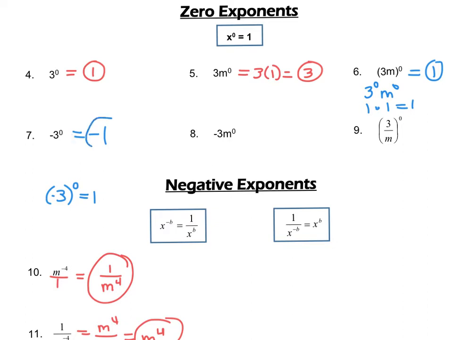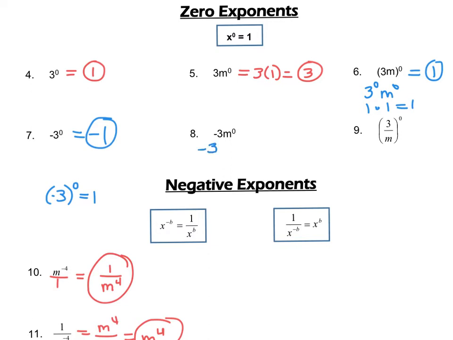So there we go. All right, in number 8, the m is the only thing being raised to the 0 power. The negative 3 isn't. So here, this is like negative 3 times 1, right? We can bring the negative 3 down.